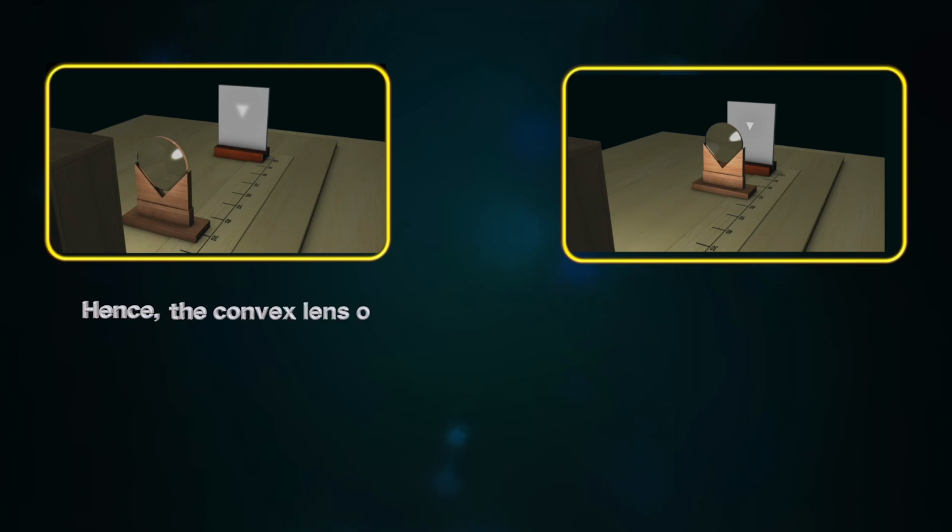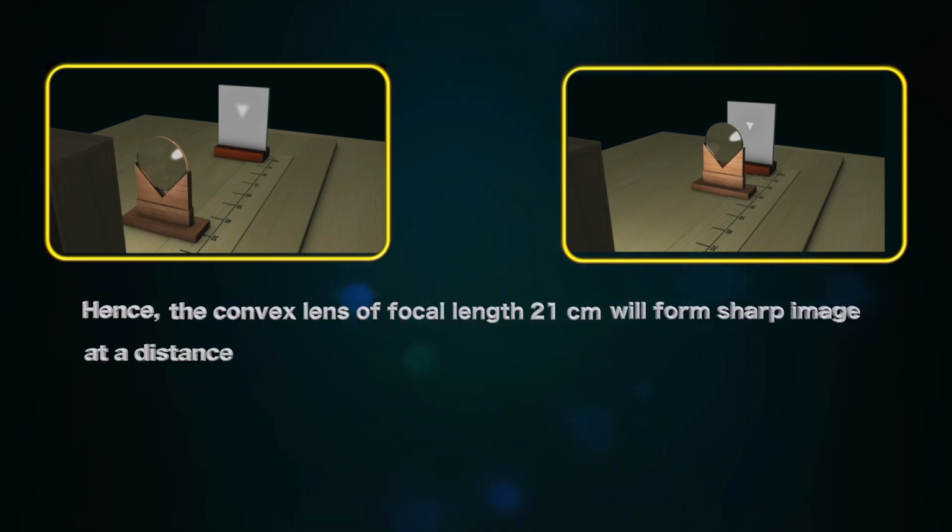Hence, the convex lens of focal length 21 centimeters will form a sharp image at a distance of 30 centimeters or 70 centimeters from the light source.